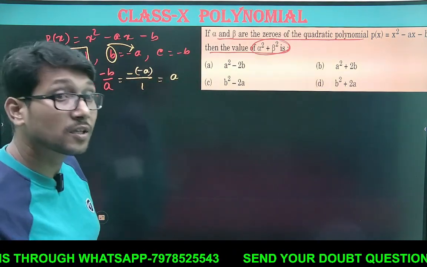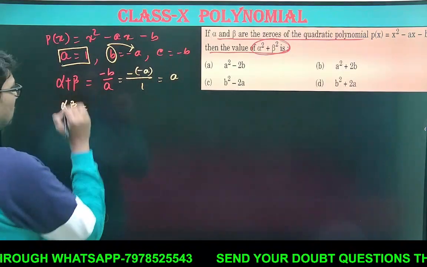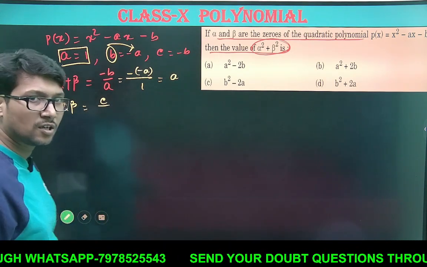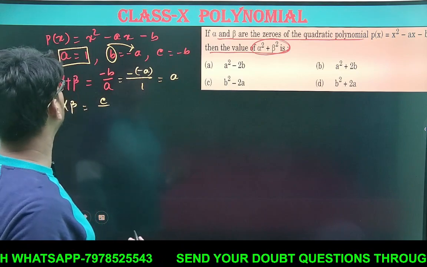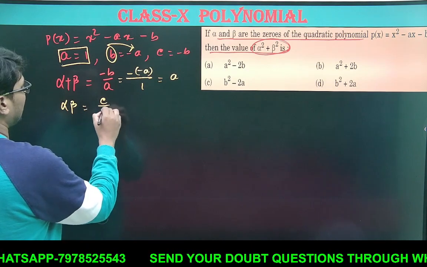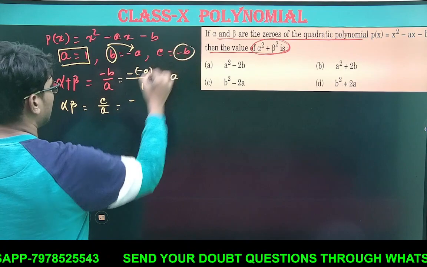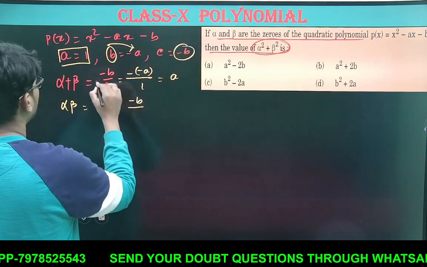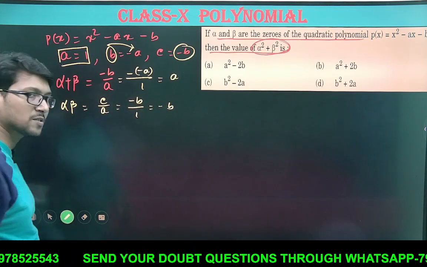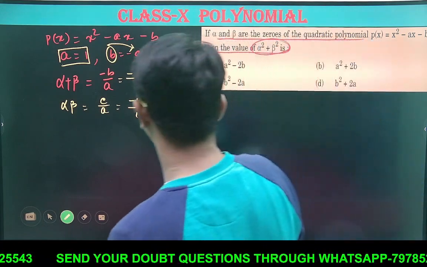What about the product of zeros? Means alpha into beta. You know, alpha into beta is how much? C by a, constant term by coefficient of x square, that is a, where the c value is minus b and the a value is 1, which is minus b. Product is minus b and sum is how much? That is a. Right, everyone?